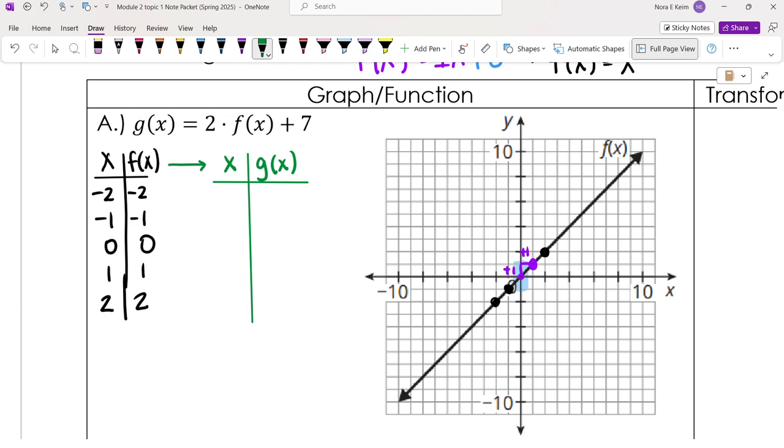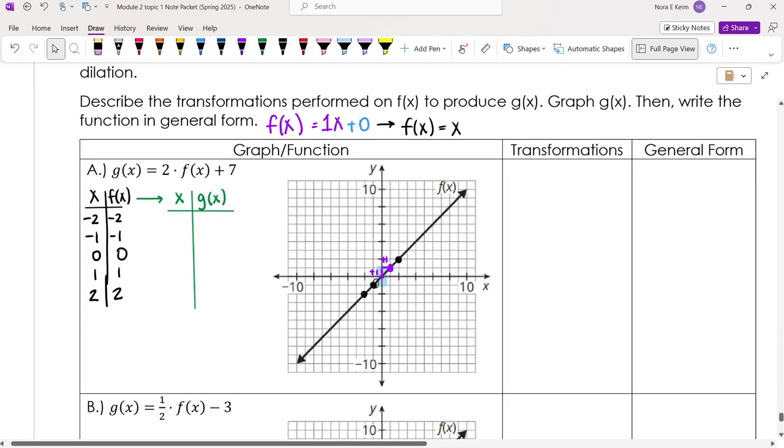While this is helpful and visual because you can figure out what you are doing with your x and y values, it does take a little bit more time. So I will show you both ways in this first example, but then I will probably not do the tables. Let's talk about what our transformations are before we create our new table for g of x.